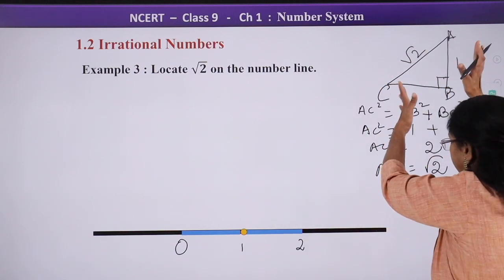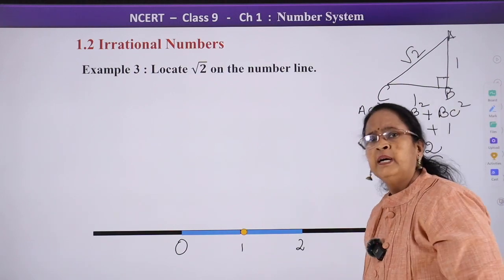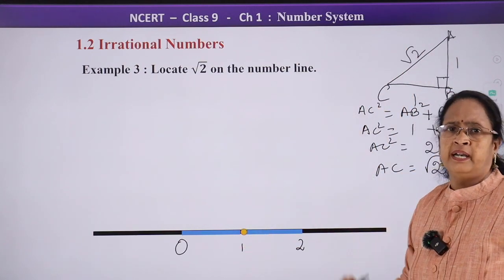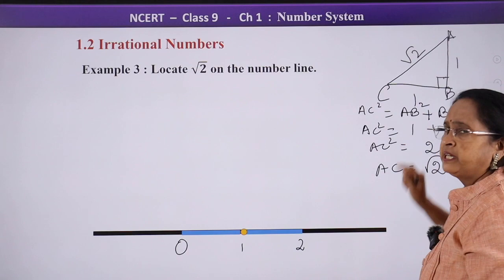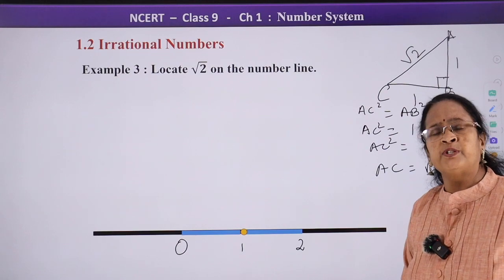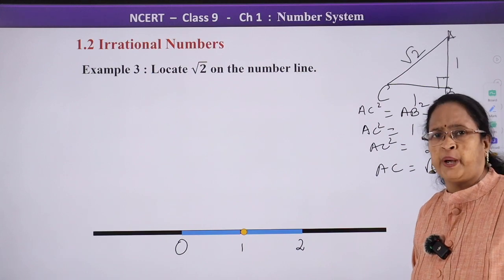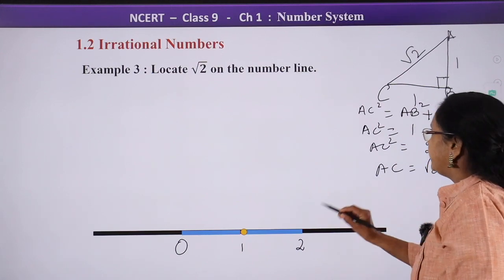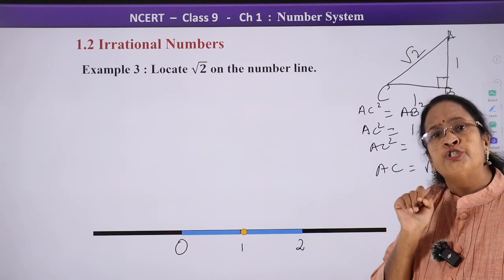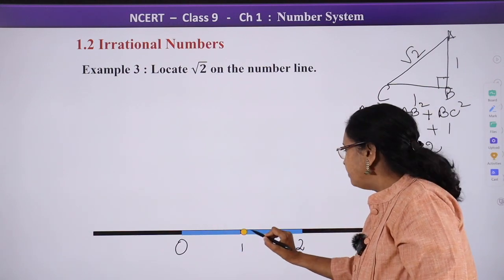Now, this same thing I will show you how we have to construct on the number line. This is the concept behind drawing this number line. We will use this concept, the Pythagorean theorem, which states that hypotenuse square is equal to base square plus side square. Now, if I take 1 and 1, then only I will get root 2. That is why I took 0 to 1, 1, and 1 to 2, 1.